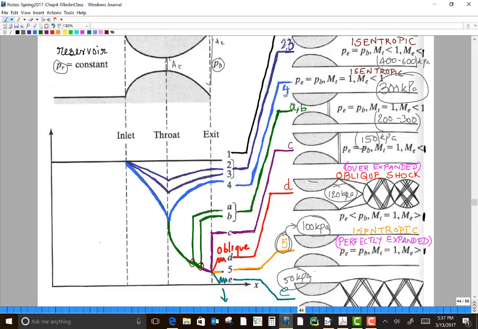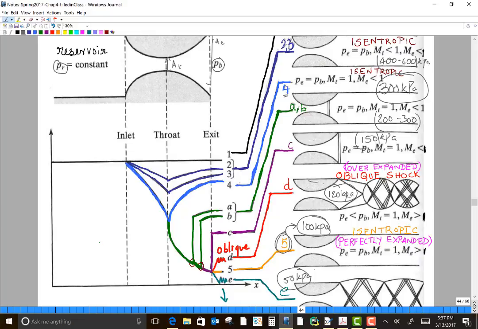Okay, so the unique thing about cases A, B, C, and D is all of them represent non-isentropic flow conditions. That's the first one. And the reason why they represent non-isentropic flow conditions is A, B, and C have a normal shock in the diverging section of a nozzle, and D has an oblique shock outside the exit plane of this nozzle.